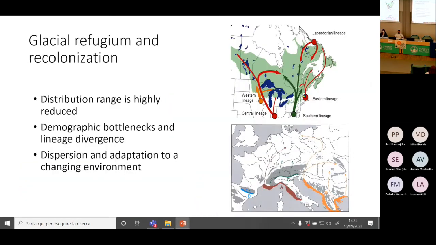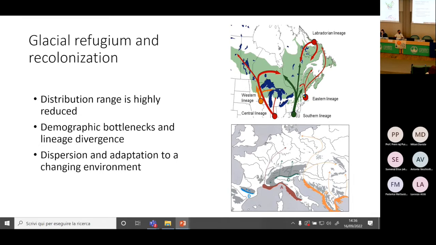Mostly because during the glacial maximum, the ranges of species can be drastically reduced and survive only in some refugium. That can lead to demographic bottlenecks and lineage divergence. And then when the ice recedes, you'll have recolonization, dispersion, and different lineages will have to adapt to a changing environment. There are numerous examples on that point.